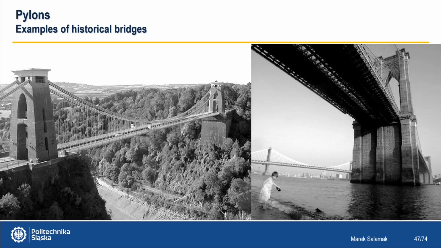Examples of the pylons of the first suspension bridges. On the left, Clifton Bridge with a chain span and pylons referring to Egyptian architecture. On the right, the Manhattan Bridge and its neo-Gothic pylons.